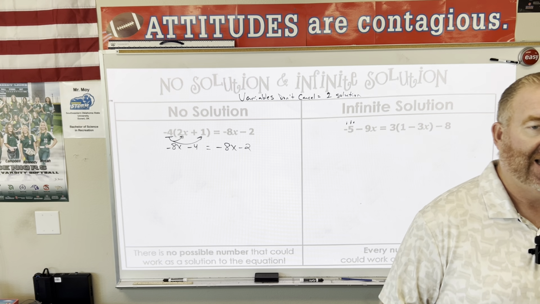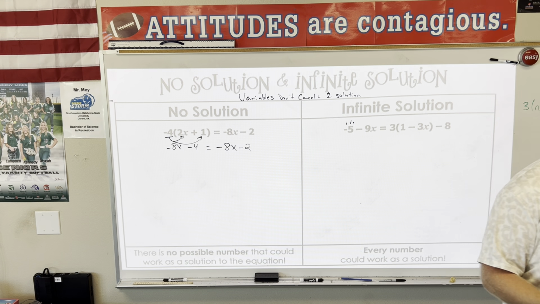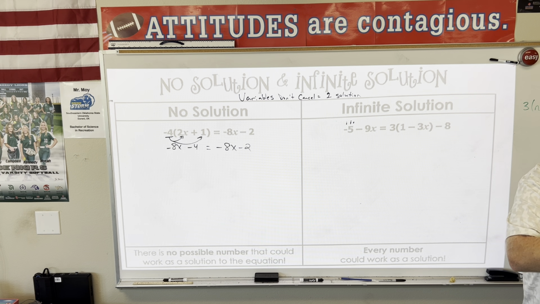Is there anything that you can actually look at in this equation and notice? Is there anything that you see that might be a little bit different? No, you're good. You're thinking. I like it. What else? What do you got? Yeah, the negative 8x's, they match on both sides, yes?